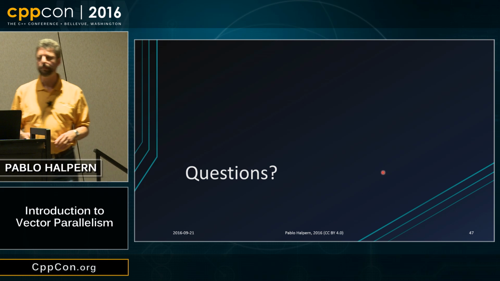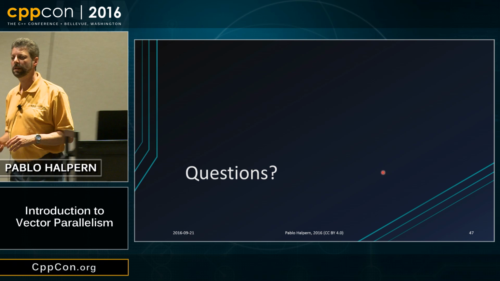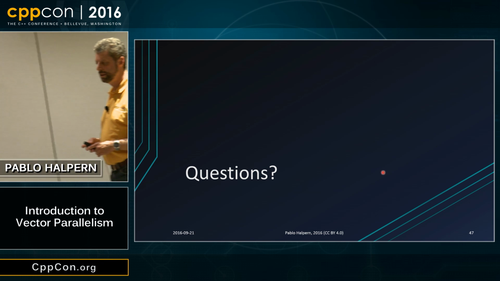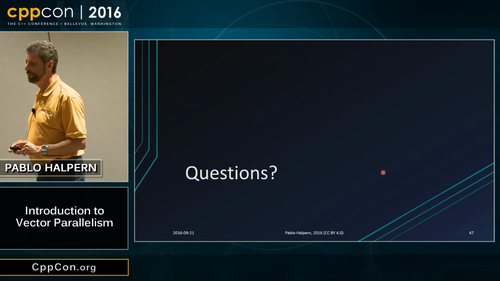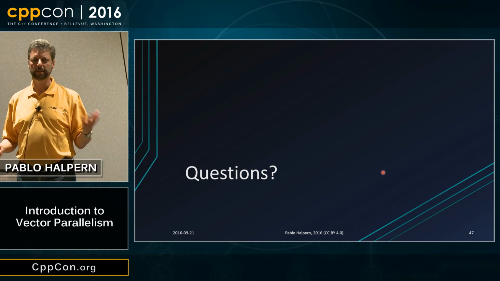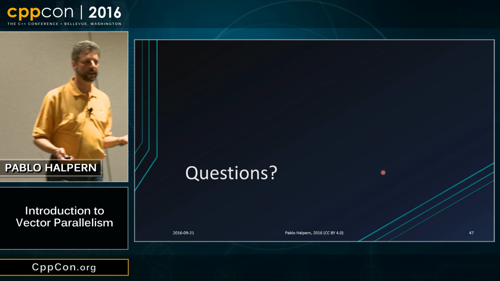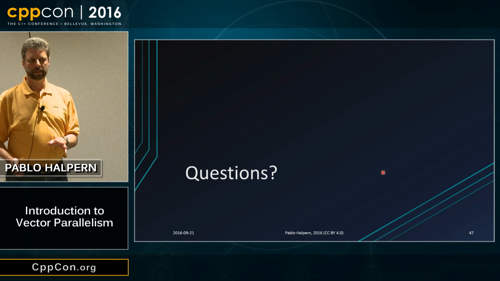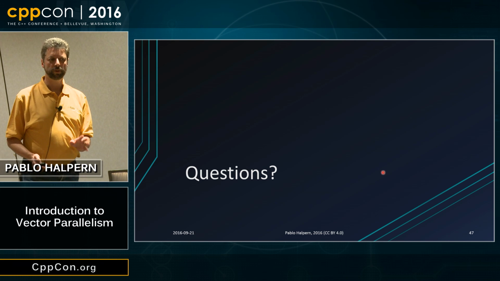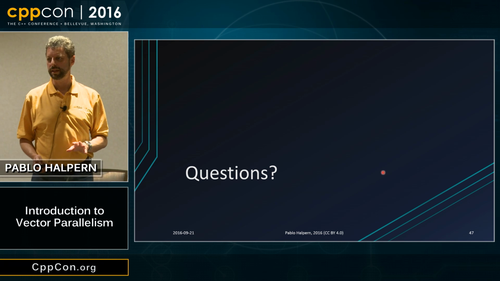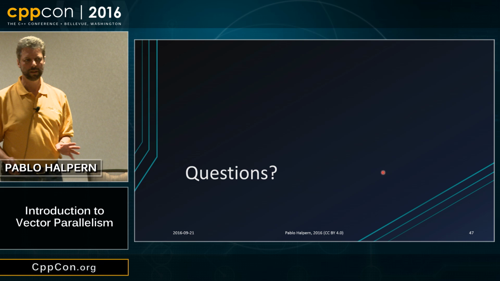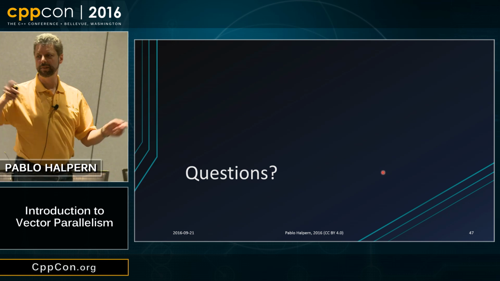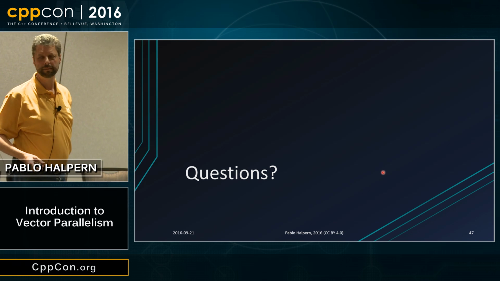So, yes? If you change your code to try and have the compiler auto-vectorize it, is there a way to tell whether that's actually happening? The question is, if you tinker with your code to try and get it to auto-vectorize, is there any way to find out whether it actually did? Yeah, aside from reading the assembly language, most compilers, and certainly the Intel compiler, will produce a report for you about what got vectorized and what didn't, and often why it didn't get vectorized. It'll say there's a loop-carried dependency on this variable or something like that.